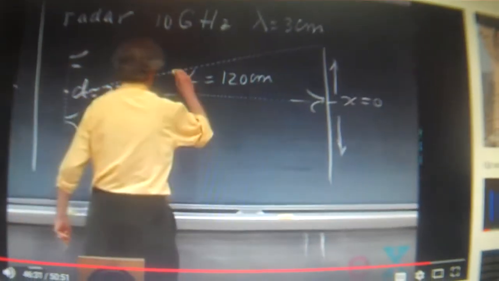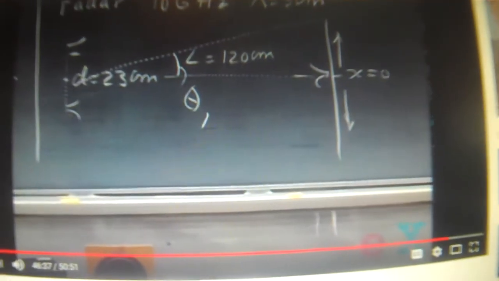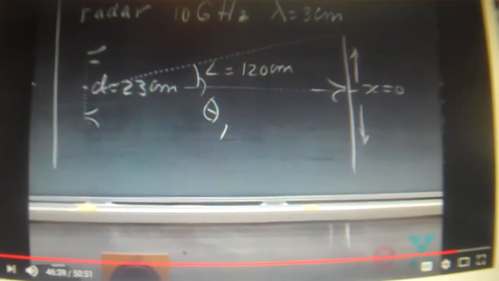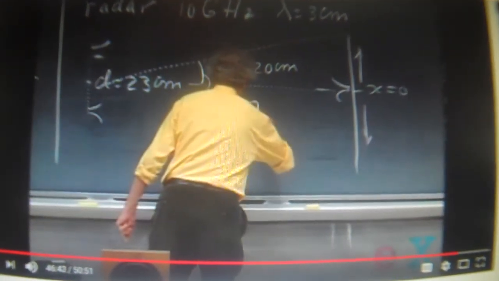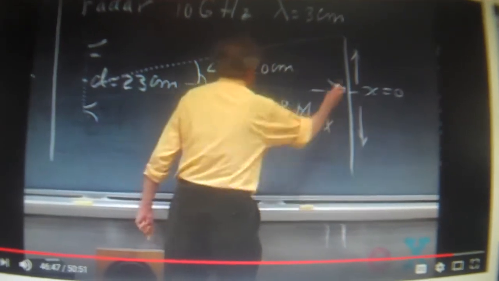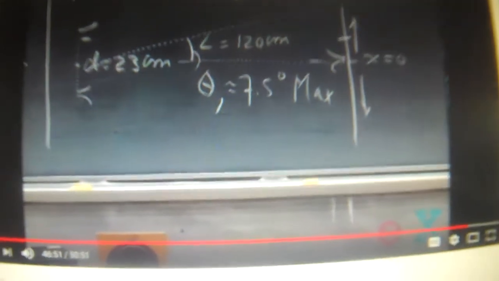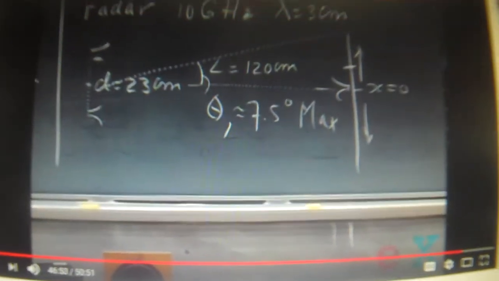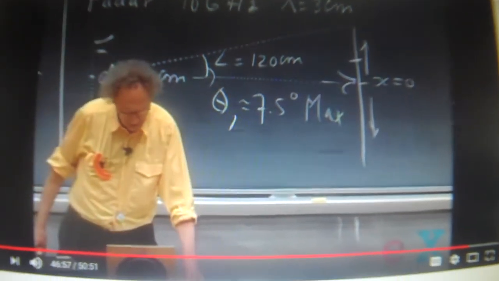But there is another angle, theta 1, for which again there will be constructive interference. And you can confirm that I found for these numbers that theta 1 is about 7.5 degrees. This is now for maxima, and so roughly at an angle which is half that value, you will find silence. Silence means that the two radar waves will kill each other.